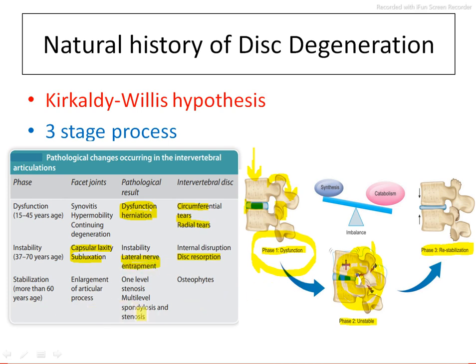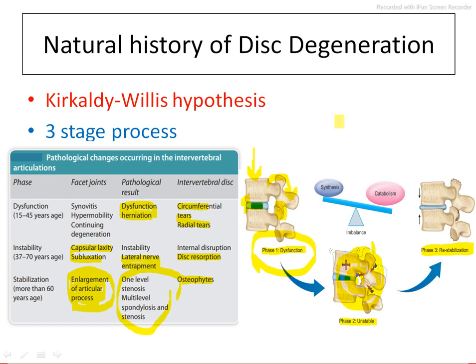Now in the re-stabilization phase, it especially takes place in older age. What happens is that because of continuous involvement of the facet joint, load bearing and hypermobility, now osteoarthritis-like features take place. There is enlargement of the articular process, and osteophytes form in the vertebral bodies as well as in the facet joint. And because of this ongoing degenerative process, we can see stenosis of the vertebral canal.